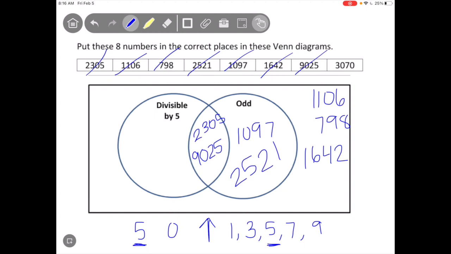And the last number we have is 3,070. It ends in a 0, but we know 0 is even, not odd, so it's going just in the divisible by 5.